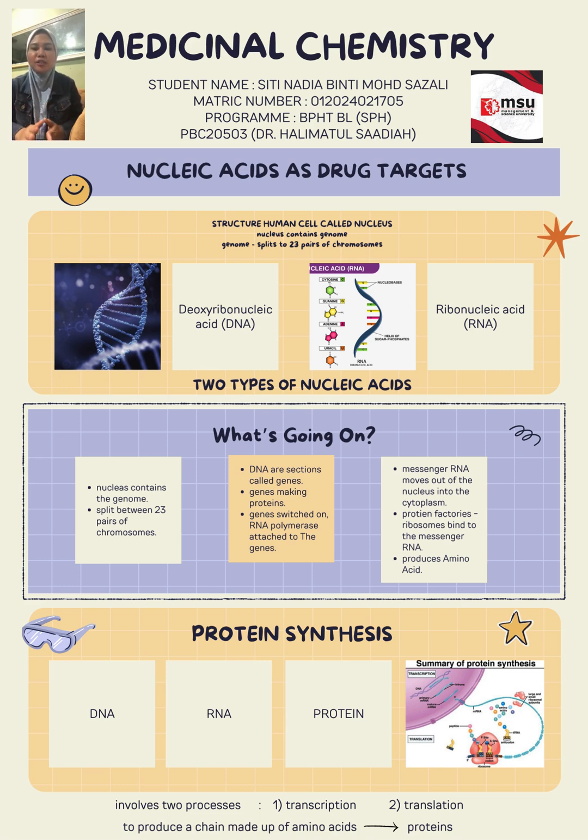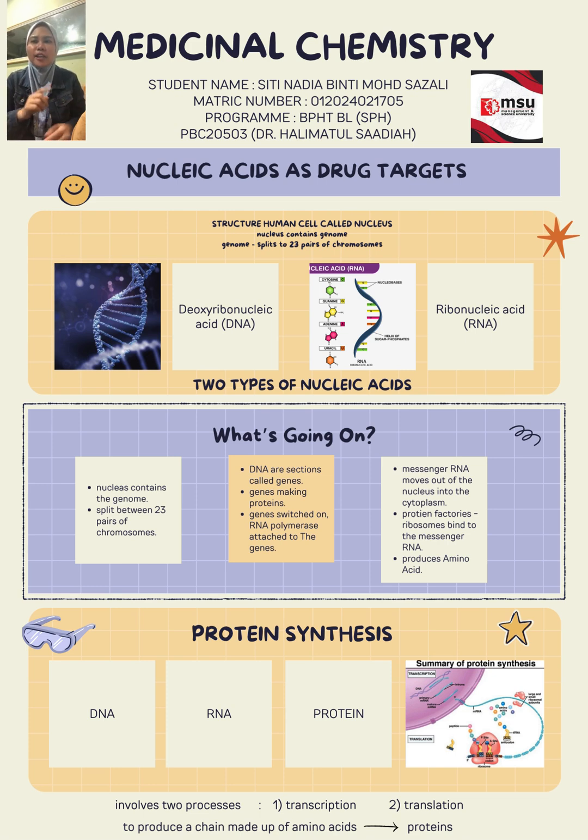Structure of human cells, called nucleus. Nucleus contains the genome, which is split into 23 pairs of chromosomes. Drugs which act directly on nucleic acid disrupt its replication, disrupt transcription, and disrupt translation. So now what's going on? Okay, the nucleus contains the genome which is split between 23 pairs of chromosomes.